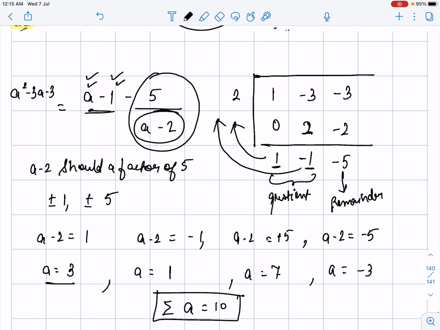The sum will become what? 8 over here, not 10. It is 7 plus 1, that is 8. 1 plus 7 is 8, plus 3 and -3 will become 0. So the value for the sum for this question will be 8 over here. Thanks for watching, my dear students.